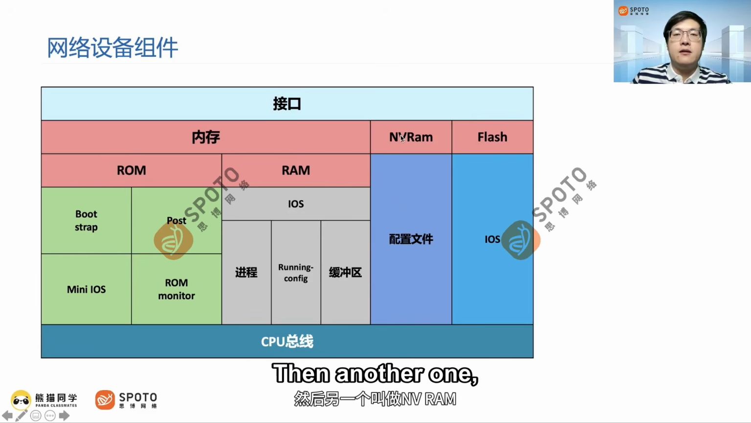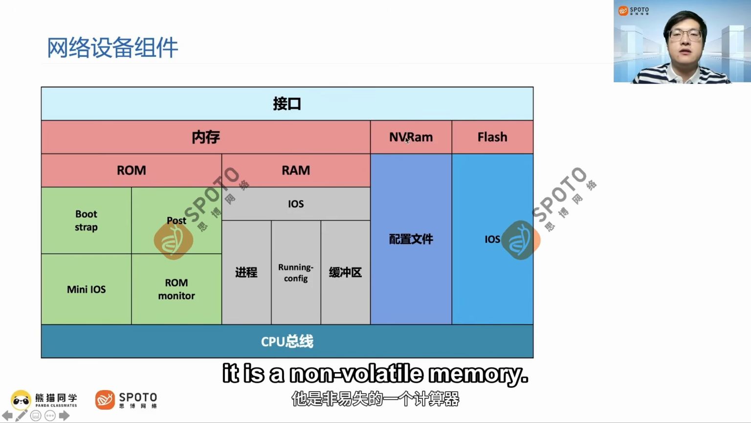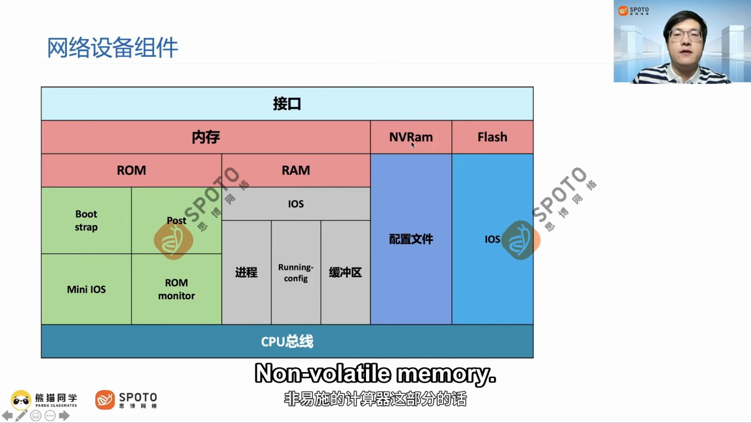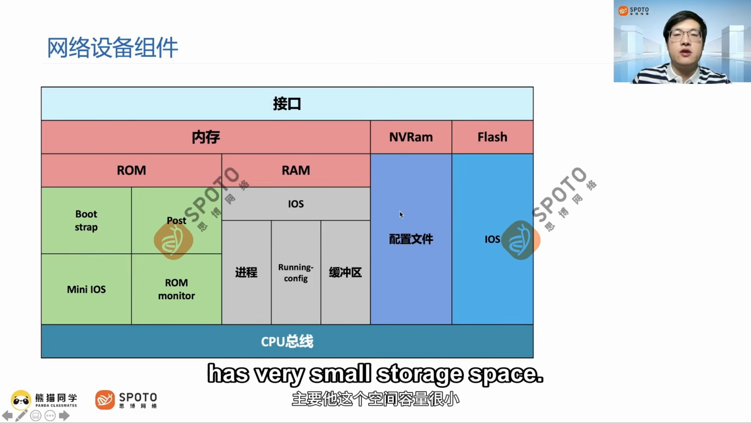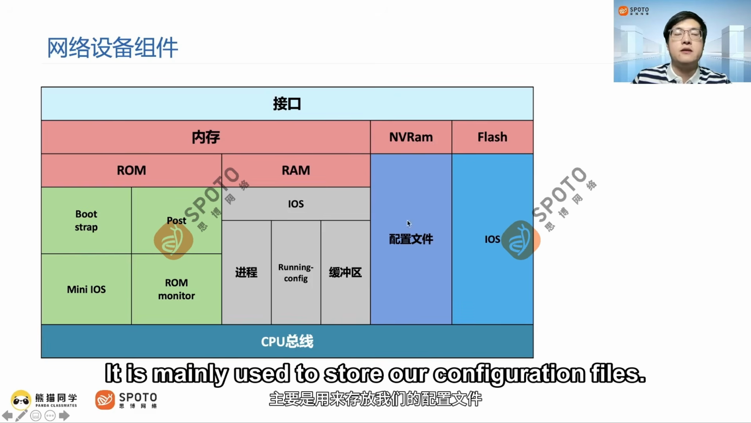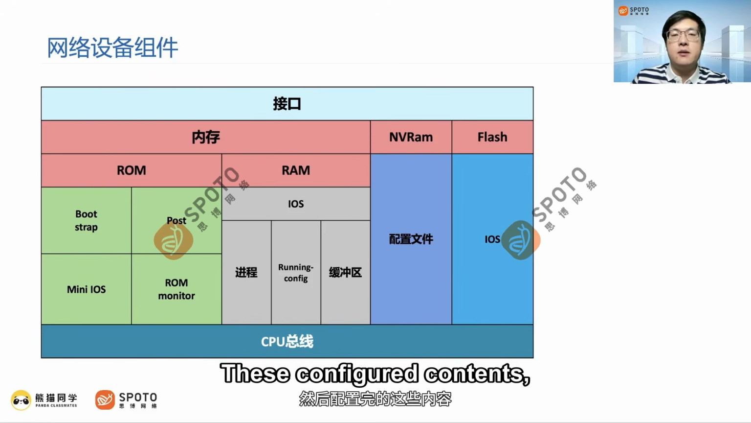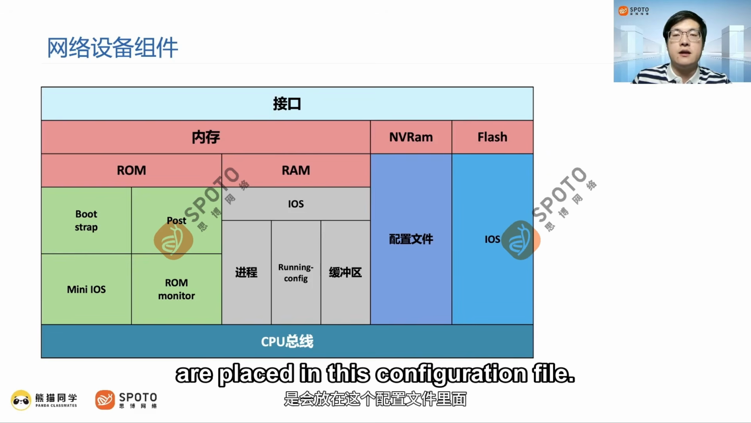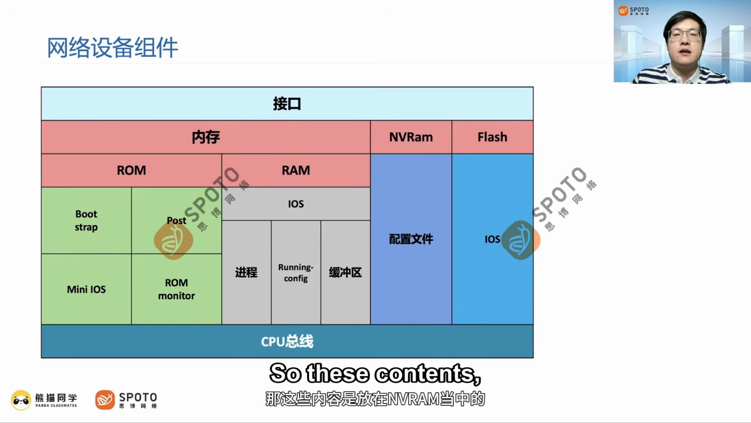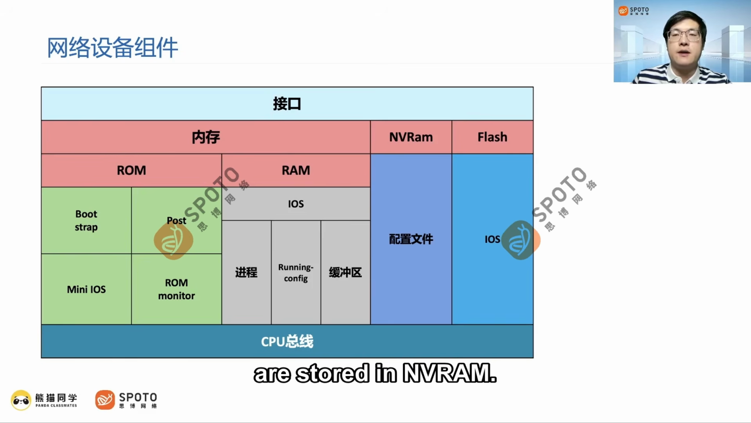Then another one is called NVRAM. Compared to RAM, it is a non-volatile memory. This part has very small storage space. It is mainly used to store our configuration files. Our network devices, you need to make some configuration. These configured contents are placed in this configuration file. So these contents are stored in NVRAM.